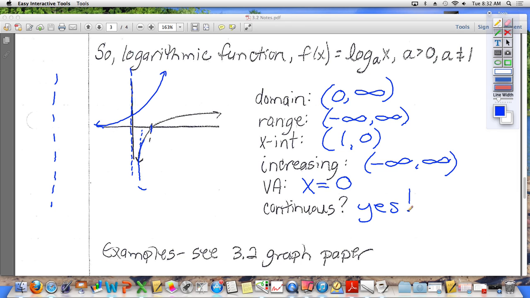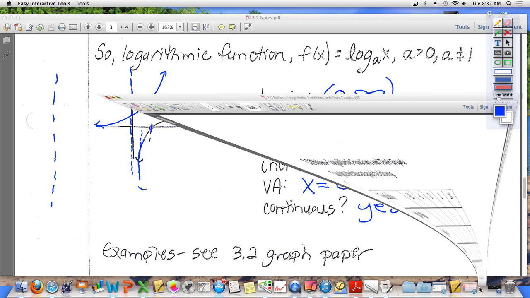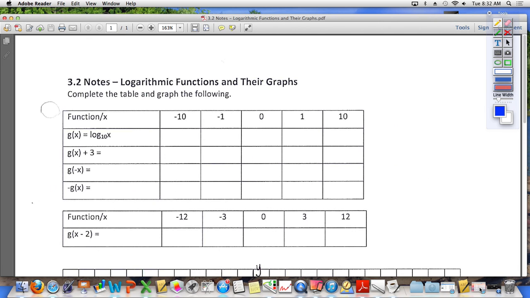Last week we graphed some exponentials. Now what we're going to do is graph some logarithms. I'm going to give you a piece of graph paper here in a minute. I just want to make sure that I get this part on video. So it's going to look like this, and you guys are just going to graph some logarithms.